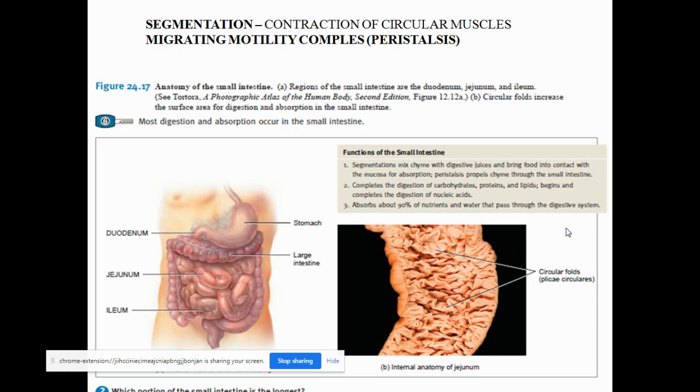The two types of digestion. The first one is mechanical digestion. Mechanical digestion involves two types of movement. One is called segmentation, and the other is called the migrating motility complex, or peristalsis. So the first one is segmentation. What is segmentation?